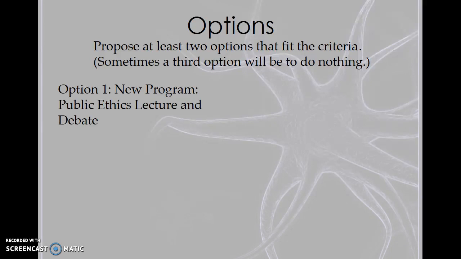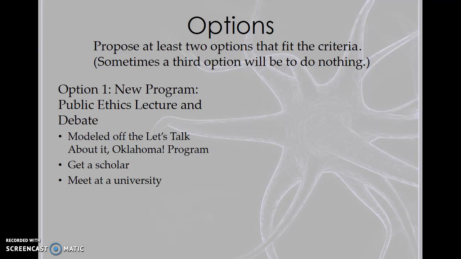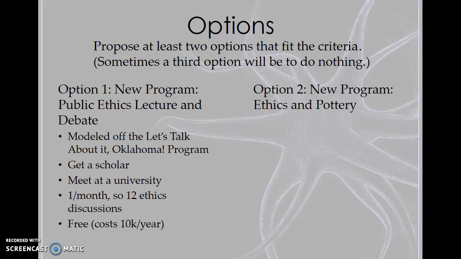Option 1, proposing a new program. It's called Public Ethics Lecture and Debate. It's modeled off a program that Oklahoma Humanities already had called Let's Talk About It Oklahoma. So they get a scholar, they meet at a university, there's what happens once per month, 12 ethics discussions per year, and it's free. It will cost Oklahoma Humanities about $10,000 a year, though. Okay, that's one option. Option 2, new program, Ethics and Pottery.